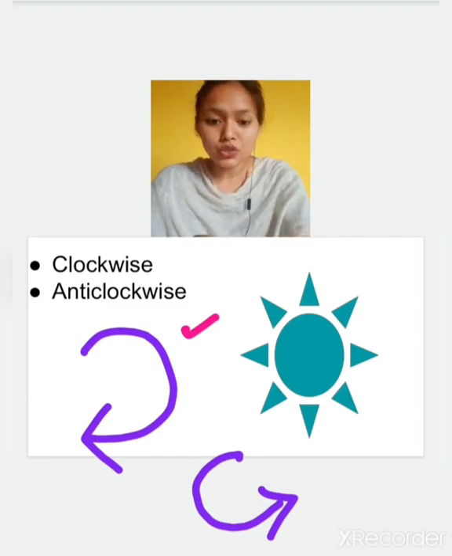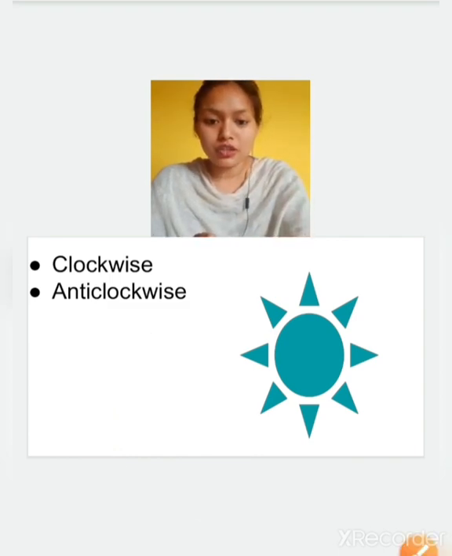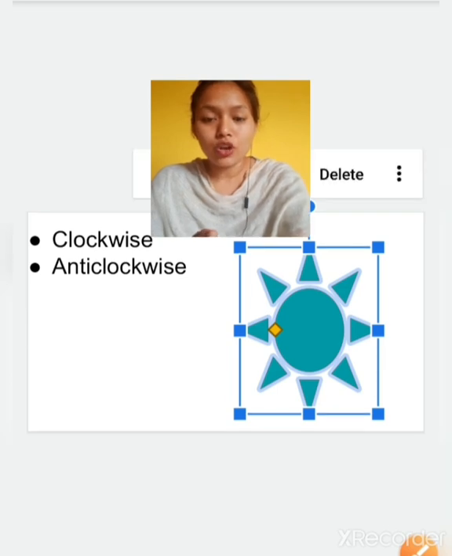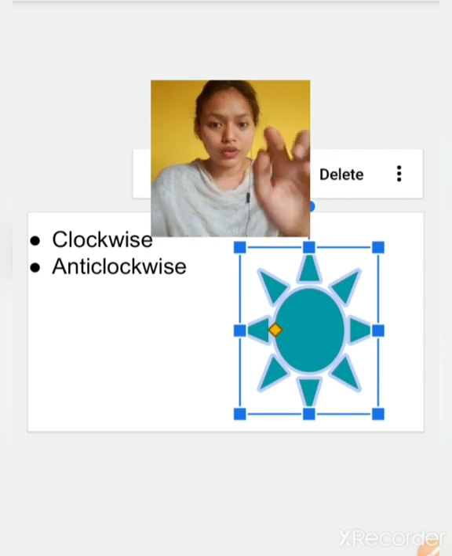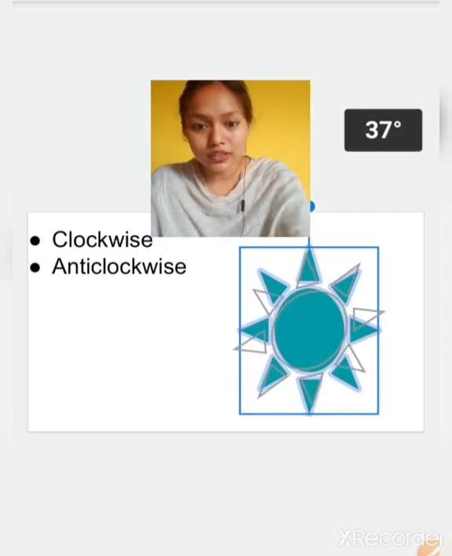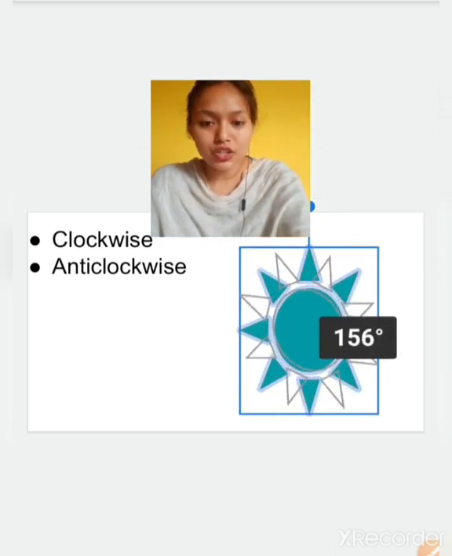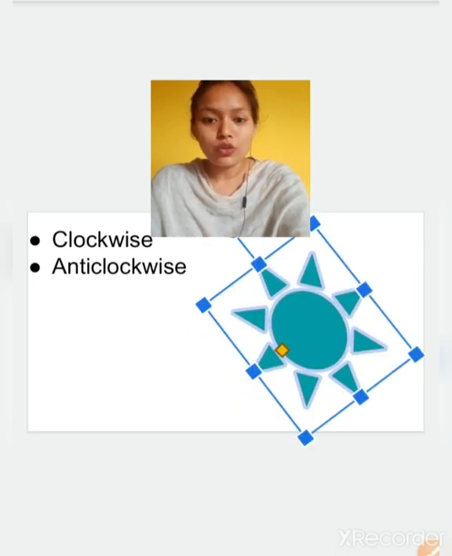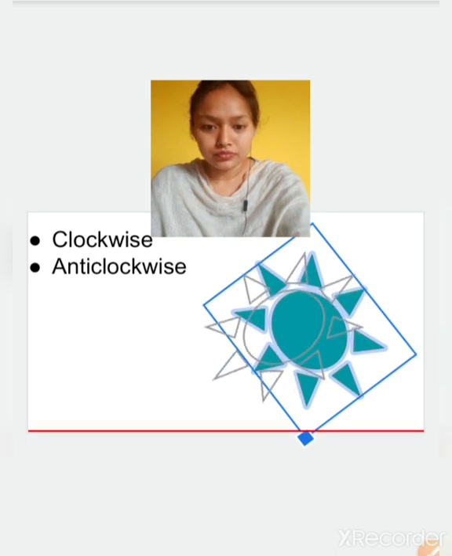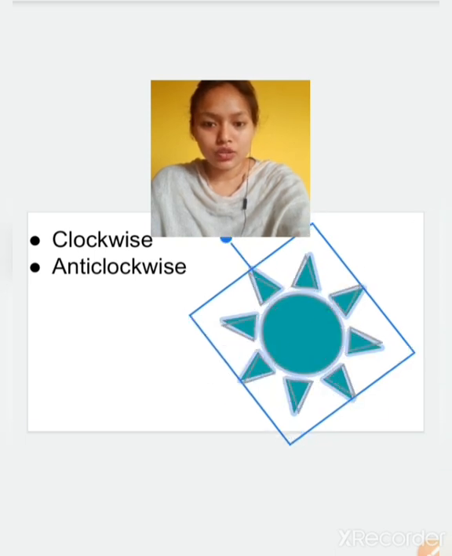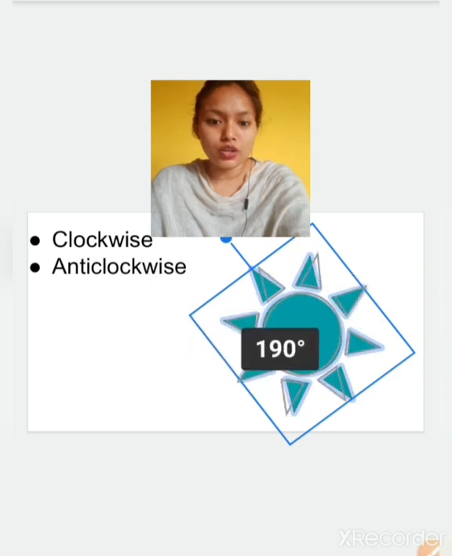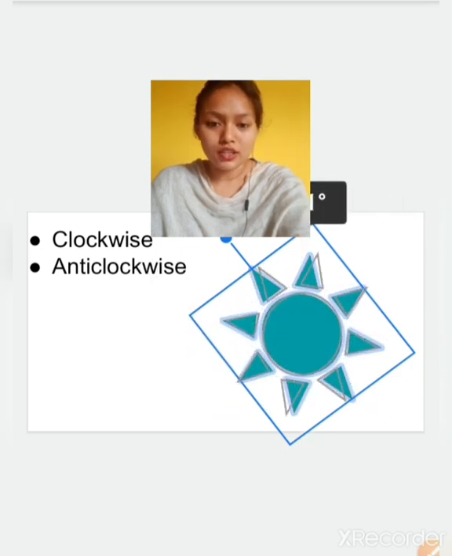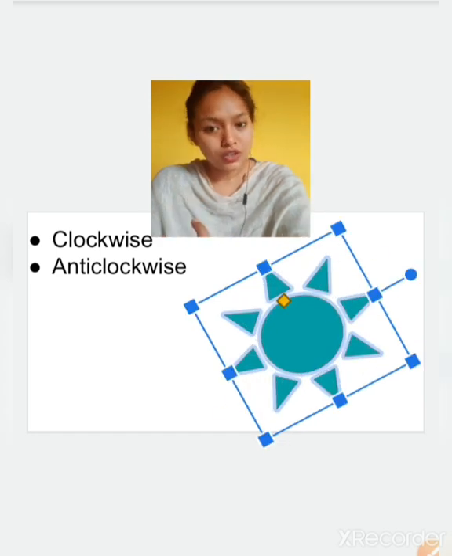Okay, so as you can see this image here, we will rotate this image. First of all, we will rotate it clockwise. So clockwise means we rotate like this. Let's try to rotate this, see. So this direction is known as the clockwise direction. And when we rotate it like this, it is anti-clockwise. This rotation is known as anti-clockwise.